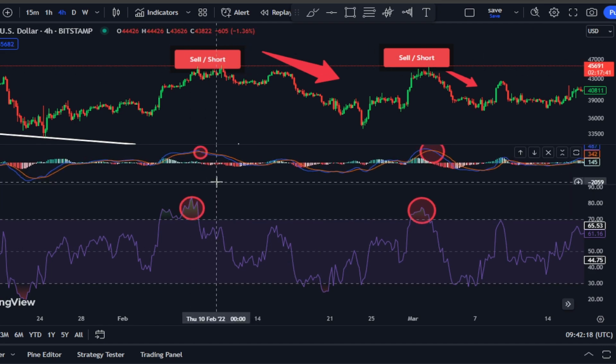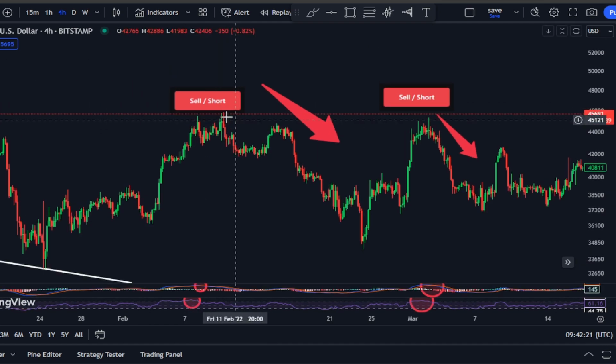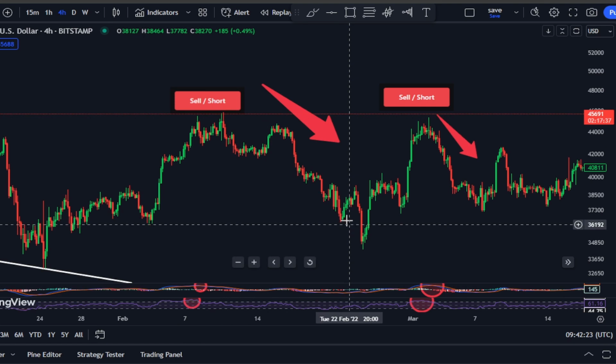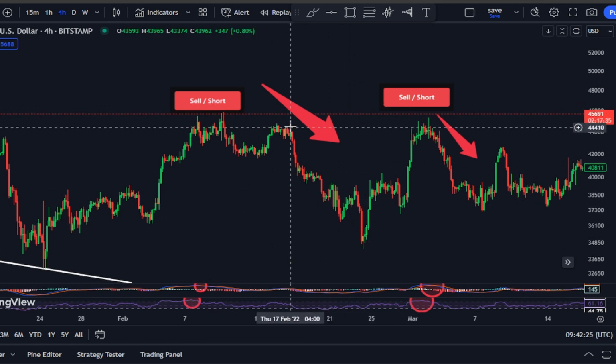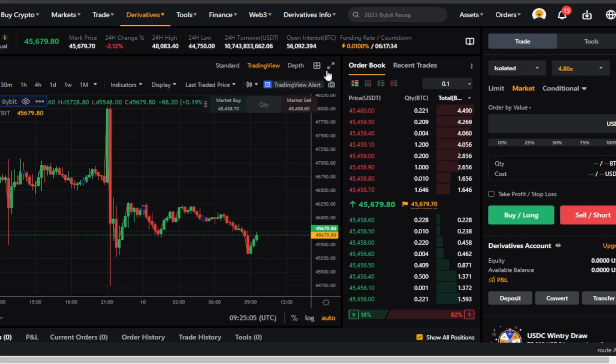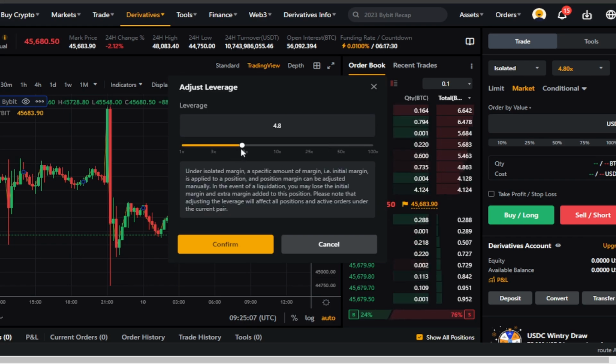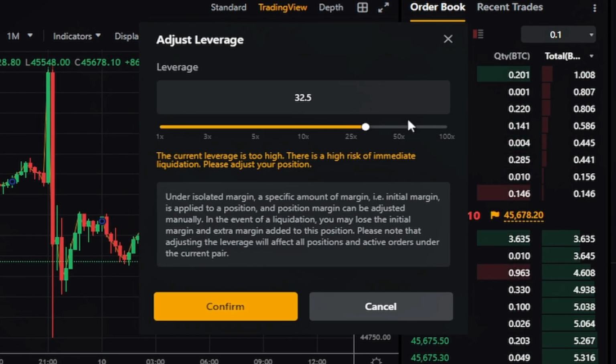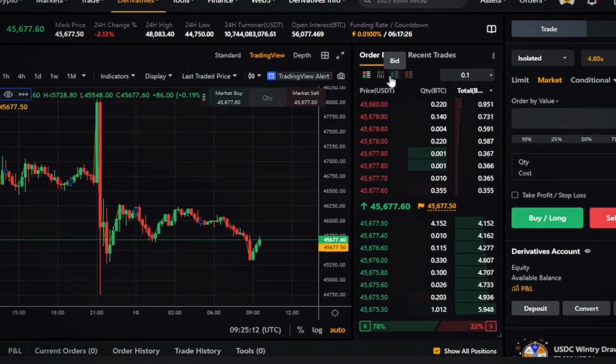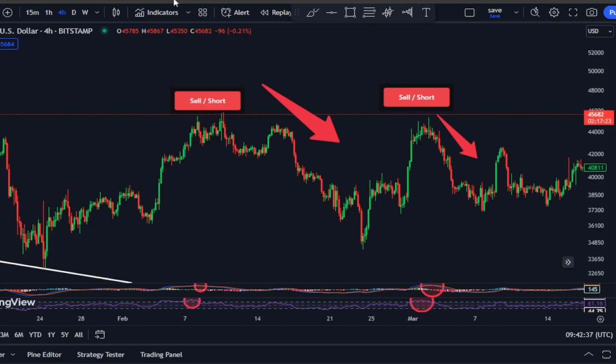This is where you want to open a short position. After that, you're going to see the market move down as a result, and you would have a profit of 20%. It really depends on your leverage. You could use higher leverage and increase your profits, but that would be very, very risky on your part because the liquidation point would be closer to your entry point.